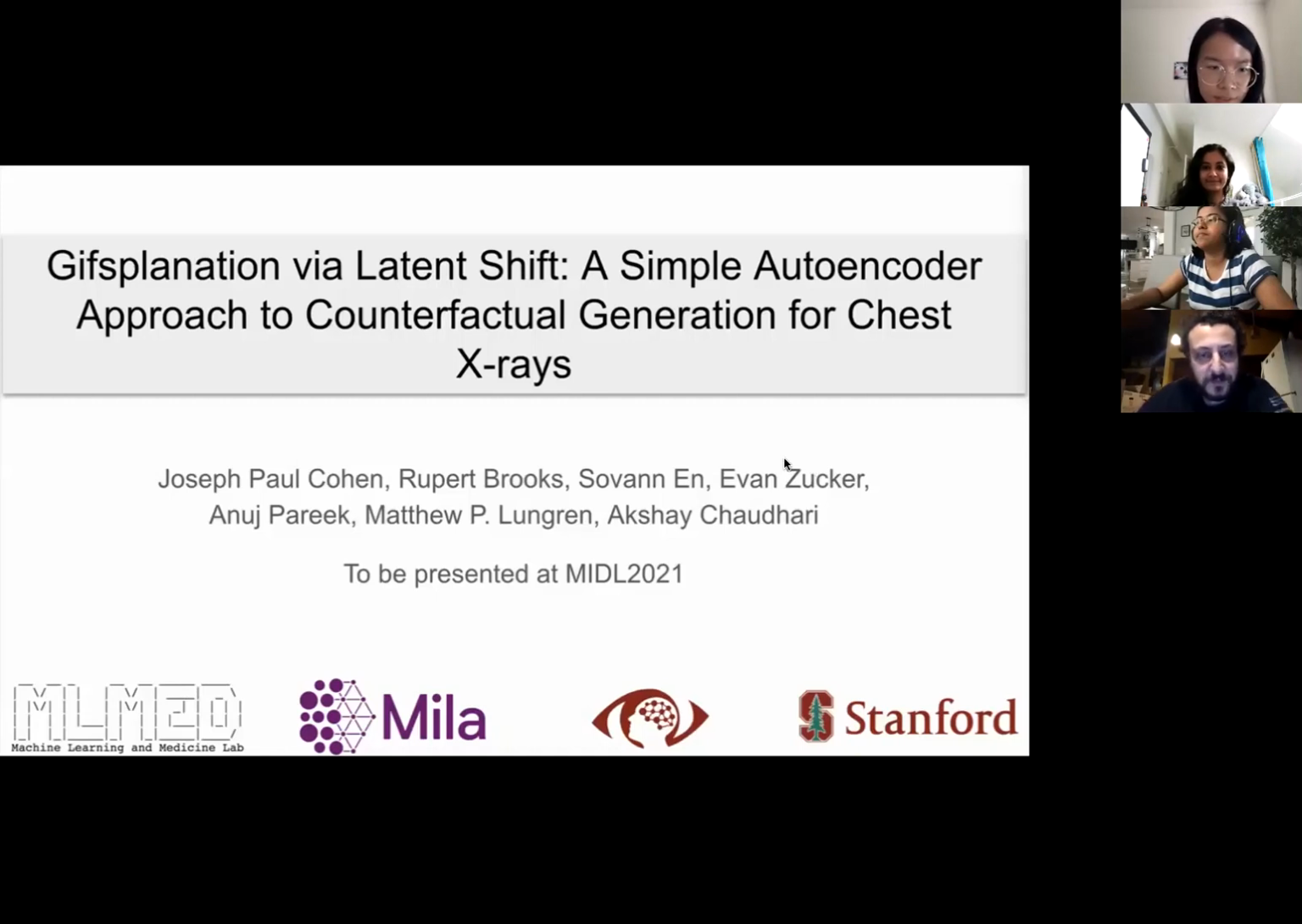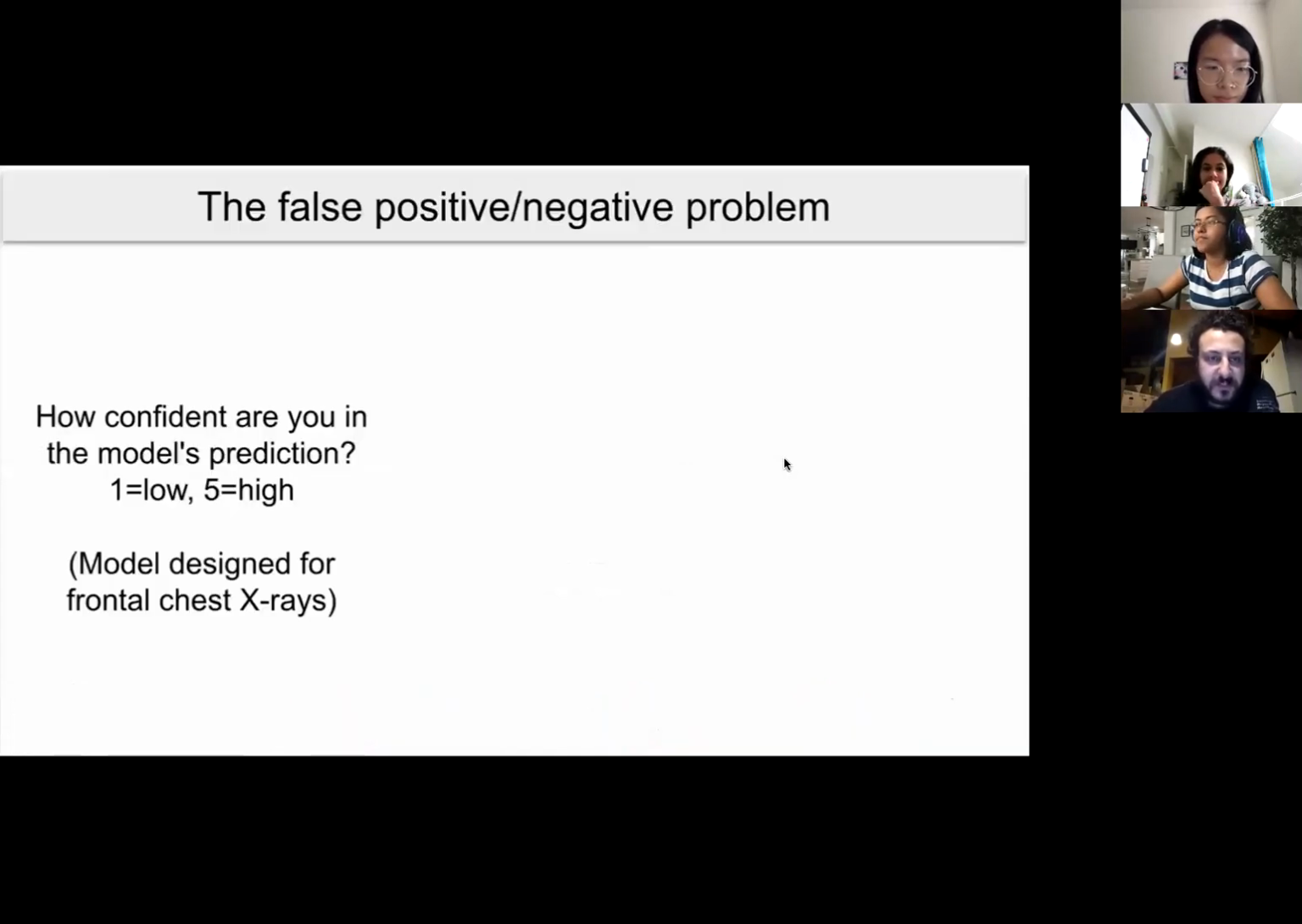Great, thanks for having me. So this work is going to be presented soon at MIDL. This is kind of a preview of the presentation. First, I want to start off with the motivations. It's going to be a few slides on this, and I want to get some interaction with the group.